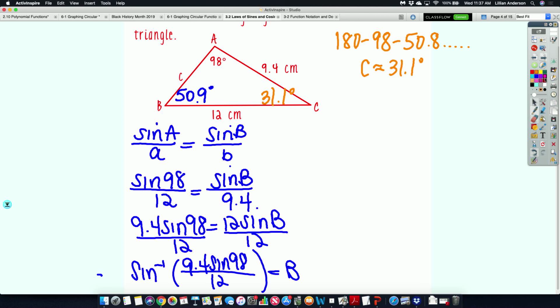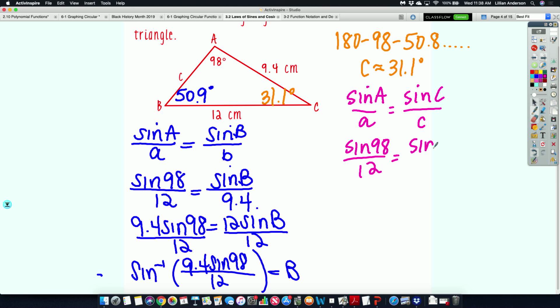Side C. I can use law of sines again because I have angle C now, so I need to find side C. And of course, I was given angle A and side A. So I am going to use those two pieces of the formula. Normally I wouldn't write this first line, I would just go right into plugging in the information. So this will be sine of 98 over 12 again equals the sine of 31 point whatever the non-rounded answer was, all over C, because this time I'm looking for a side length, not an angle.